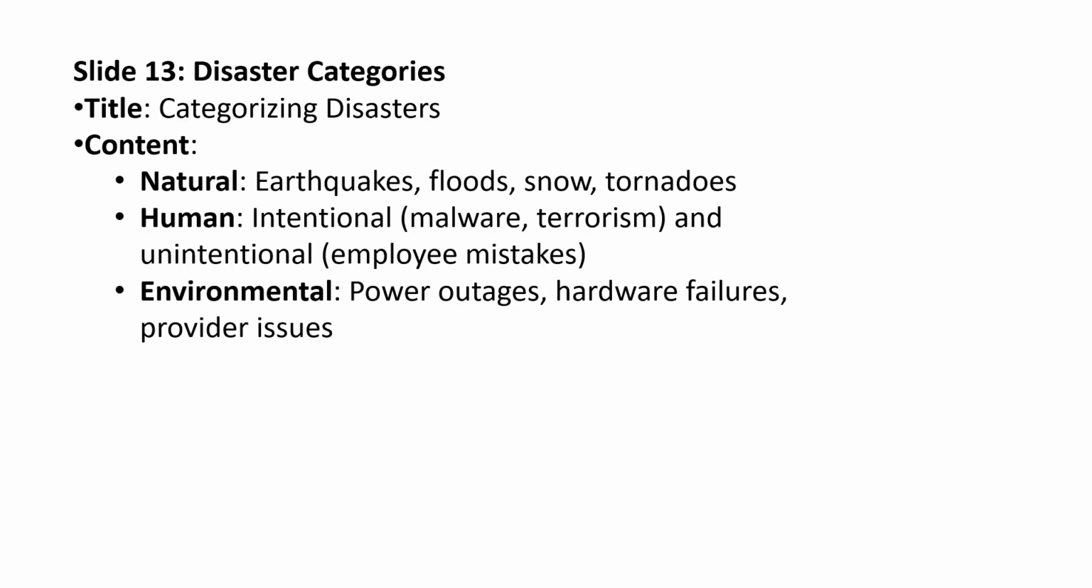Disaster categories. Categorizing disasters. There are 3 types of disasters. First one is natural, like earthquakes, floods, snow and tornadoes. Human, intentional, for example, malware, terrorism, and unintentional, which includes the mistakes made by employees in an organization. The third one is environmental. Environmental includes power outages, hardware failures, provider issues.